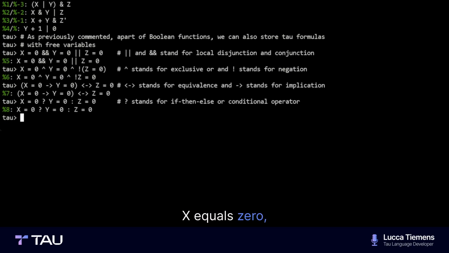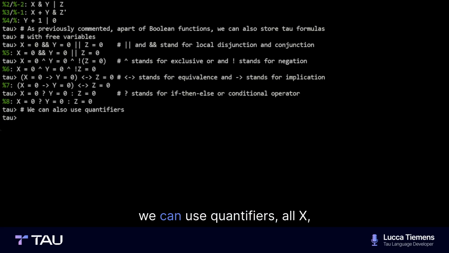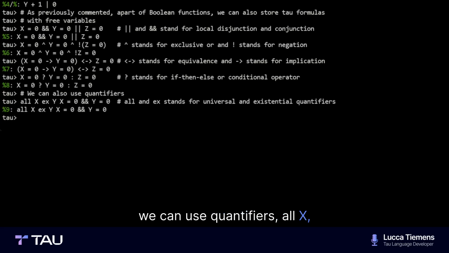x = 0 ? y = 0 : z = 0 is the if-then-else or conditional operator known from programming languages such as C++, which we can also use within Tau formulas. In addition, we can use quantifiers. all x ex y x = 0 && y = 0 showcases universal and existential quantification in a simple statement.